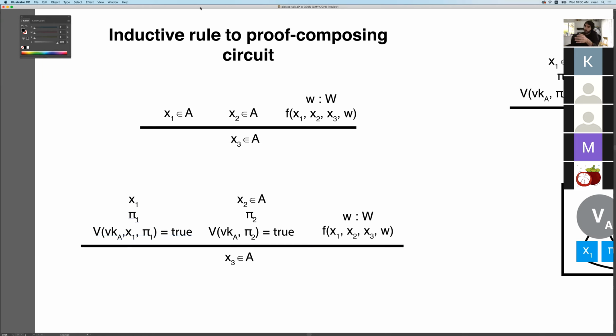Why do we say that? Well, x1 is an A is not a circuit. It's not a computation that we can run and check. Saying there exists a proof pi1 so that a verifier algorithm accepts on the statement x1, that is something that we can put in a circuit and check. So this is a huge step, I claim, in moving us closer to our dream of implementing recursive snarks.